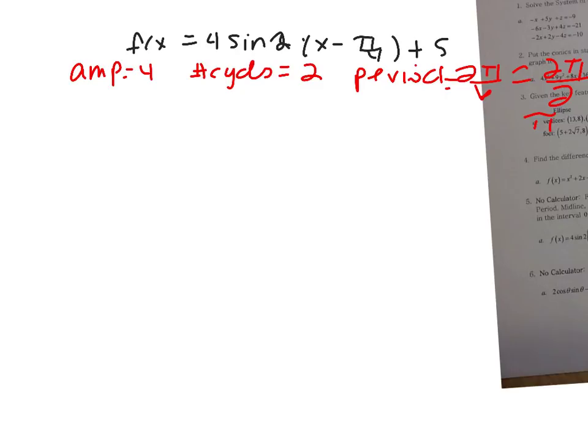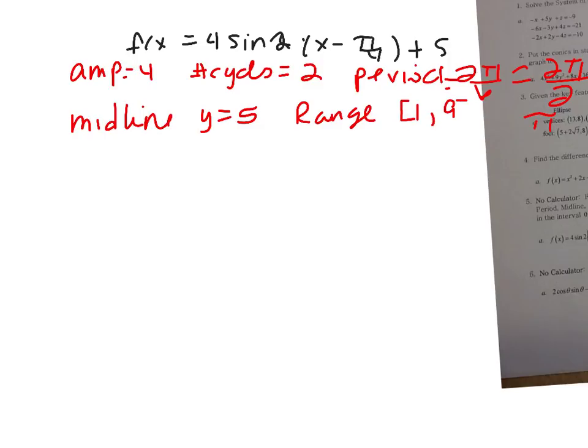The midline, remember that's an equation, so that is y is equal to 5. Your range is how far up and how far down we go. So from the midline, we're going down 4 units, puts me at 1, and up 4 units puts me at 9. All right, we have the phase shift. That's your left-right shift. Your phase shift is to the right, pi over 4.